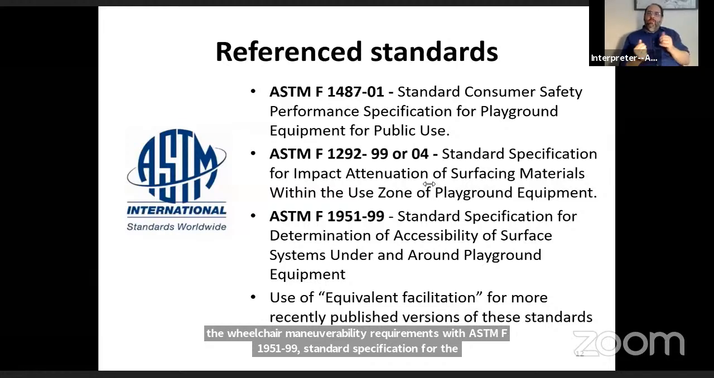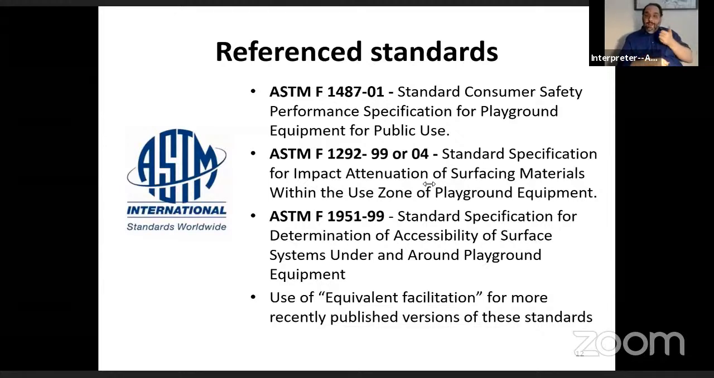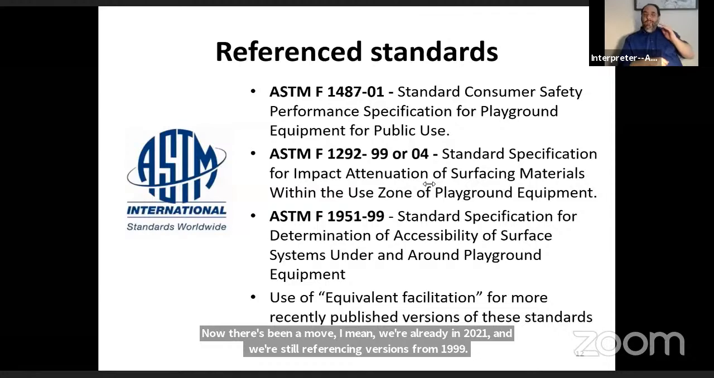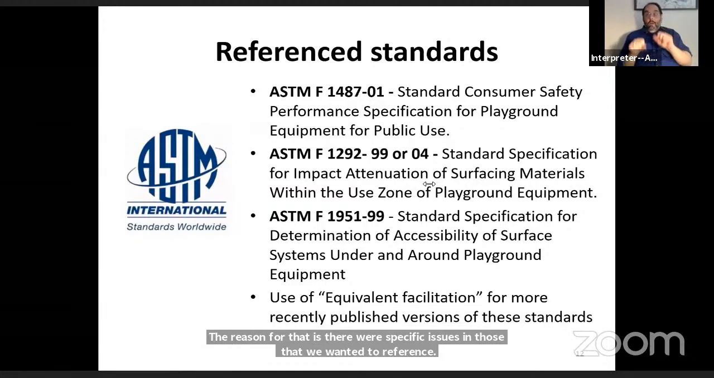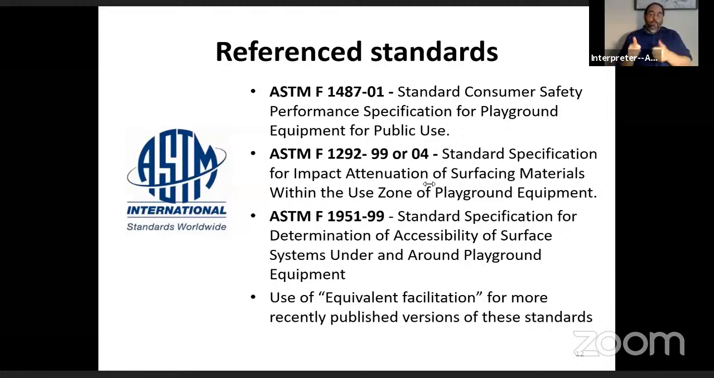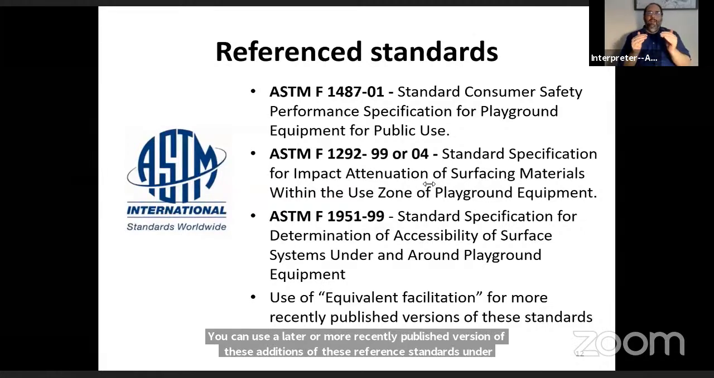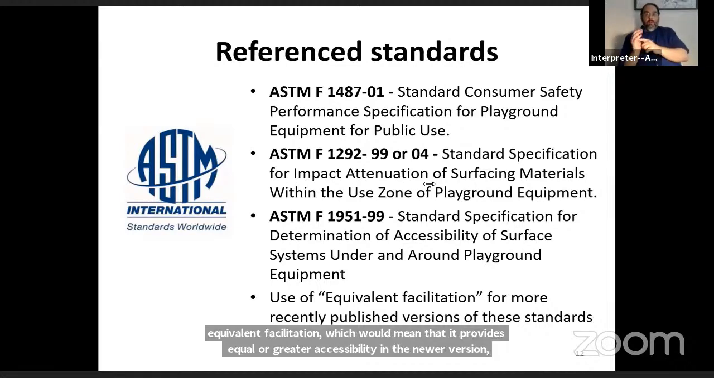Now there's been a move. I mean, we're already in 2021, and we're still referencing versions from 1999. The reason for that is there were specific issues in those that we wanted to reference. You can use a later or more recently published version of these editions of these reference standards under equivalent facilitation, which would mean that it provides equal or greater accessibility in the newer version, and that it meets all the minimum requirements of the version specified.